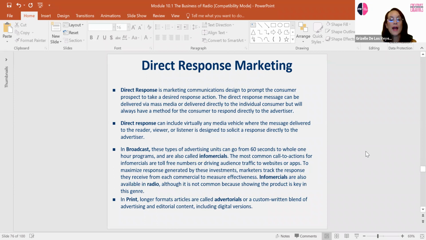So just understand that there's something else called direct response. Direct response can be running a campaign in order to get an immediate and direct response from an audience. So for example, in broadcast, your ultimate example is the infomercials. Infomercials is, you probably have seen them, operators are standing by.